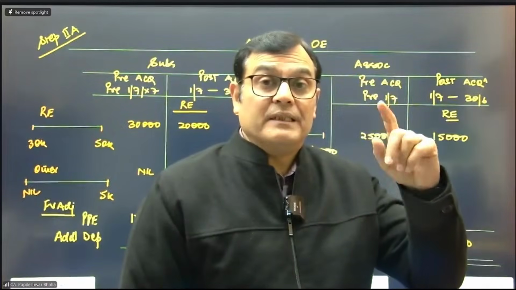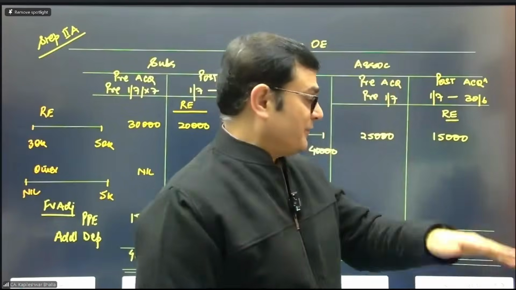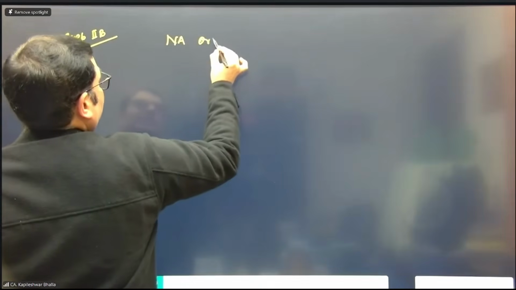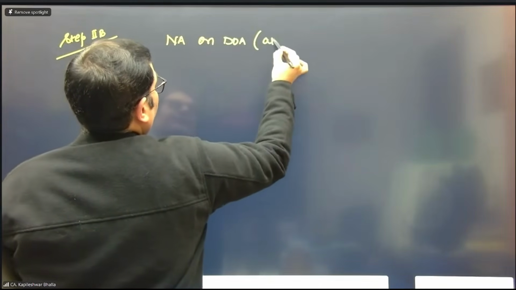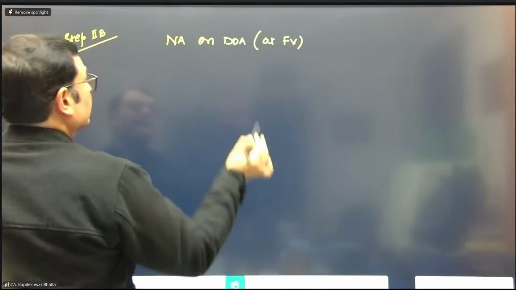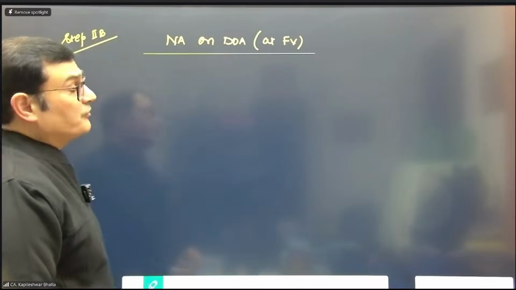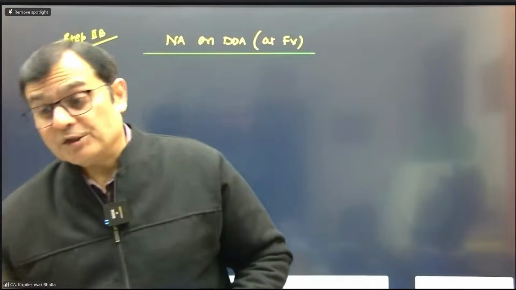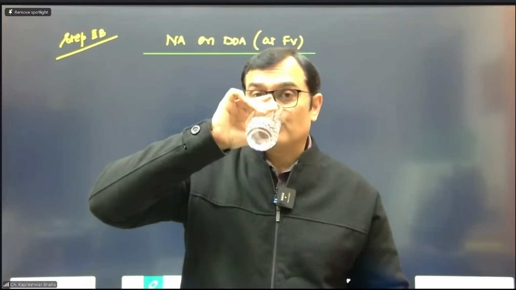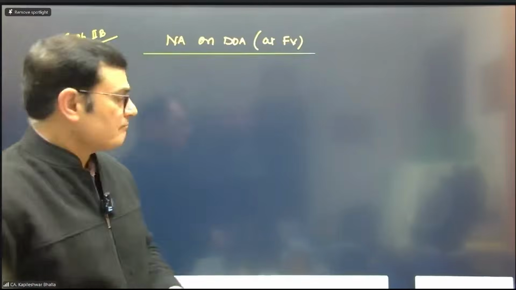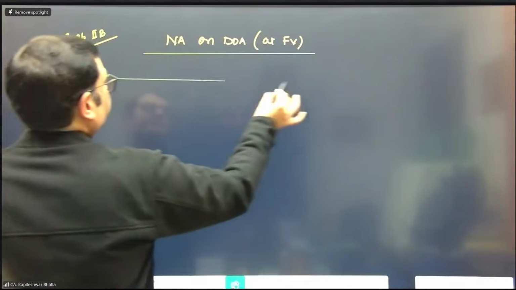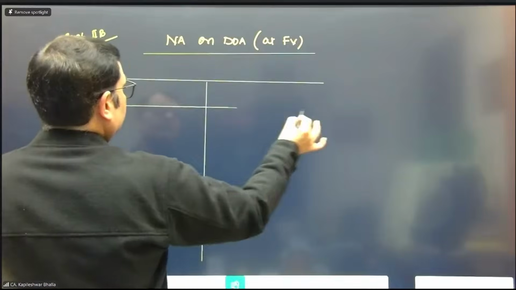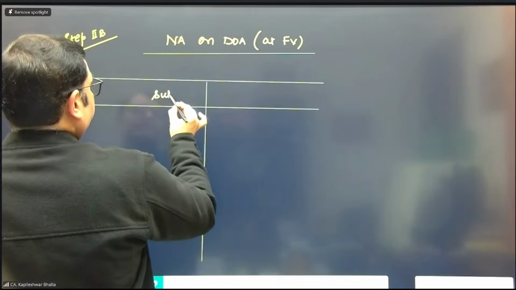Now we go to step number 2B, getting the net assets on acquisition date. In terms of step number 2B, we need the net assets on date of acquisition at fair value. So keep doing the two calculations, the subsidiary and associate. So let's make two calculations again. One is for the subsidiary and one is for the associate.